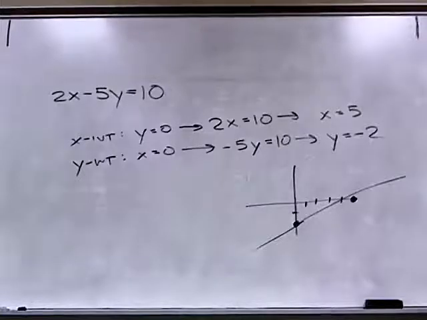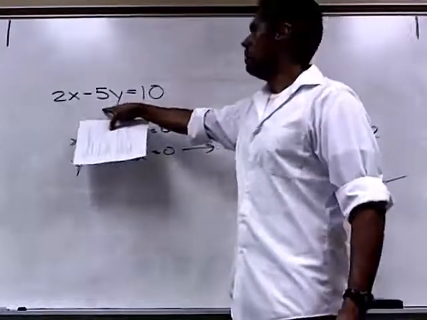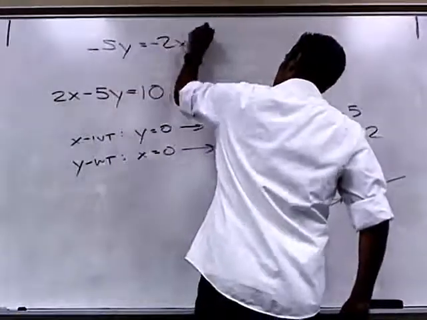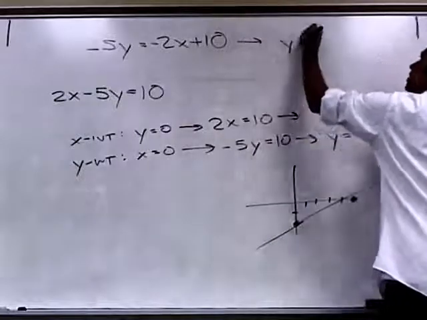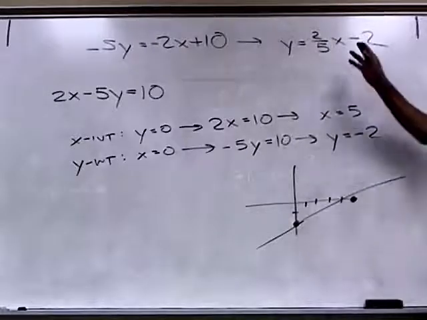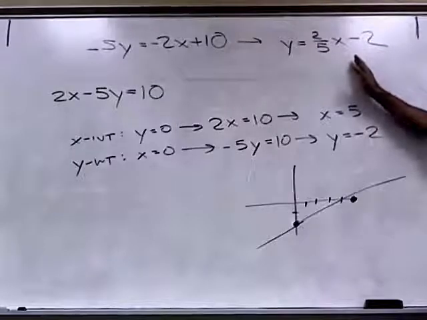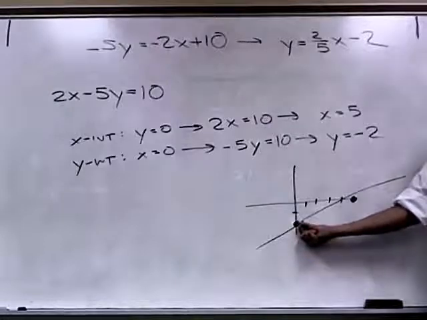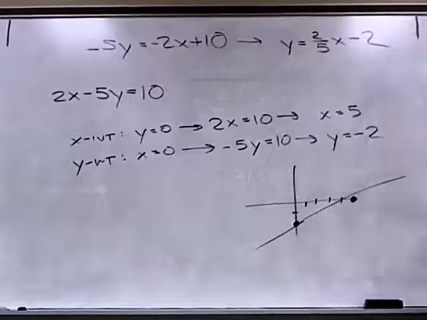What would be the other method? Solve this for y. So move your 2x to the other side. Now what? Divide by negative 5. If I divide both sides by negative 5, I get y is equal to 2/5 x minus 2. So how do you graph a line like this? You start at the y-intercept of negative 2, which is here. Slope up 2 over 5 gives you the same line. So your choice, I don't care.